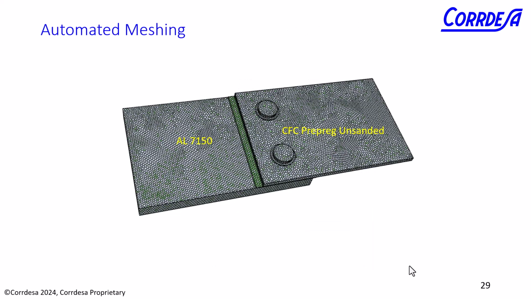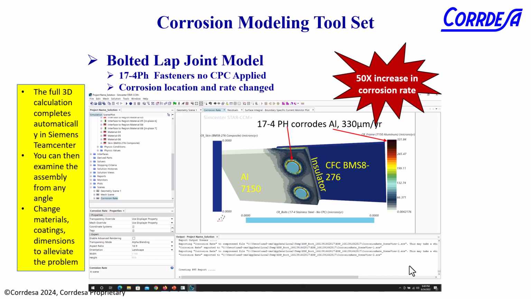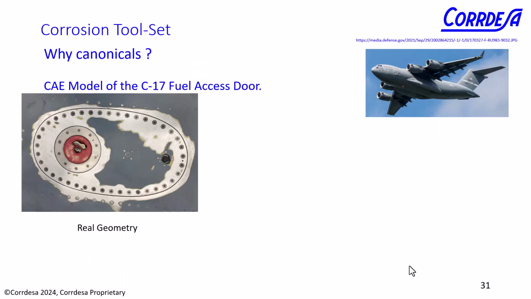It automatically creates that geometry and the fasteners and any kind of sealant in there. It automatically creates the computational mesh, and very quickly you can look at the impact of different design decisions. You know, should you have an insulator in there when you look at this aluminum and carbon fiber composite joint? Are we good with the 17-4 PH, or should we use titanium fasteners like we were talking about earlier? And you can very quickly look at those issues.